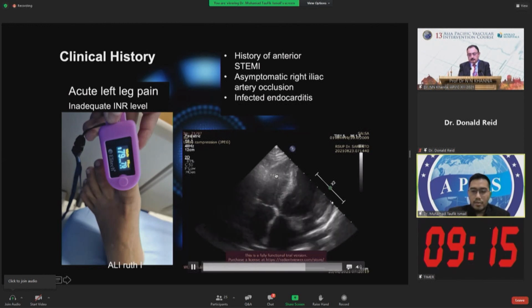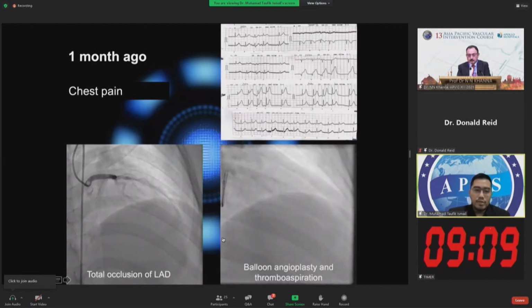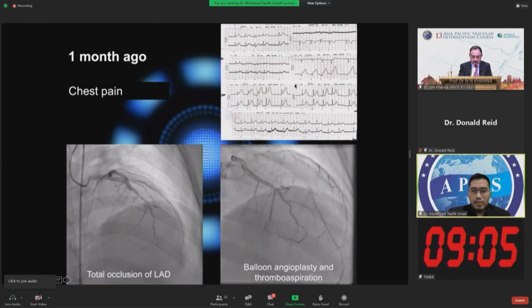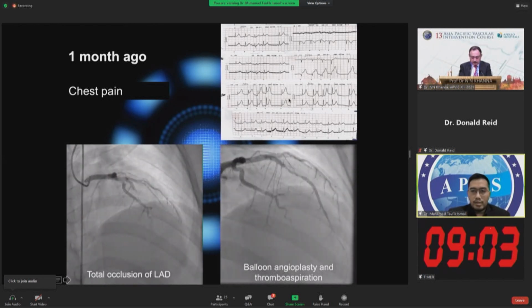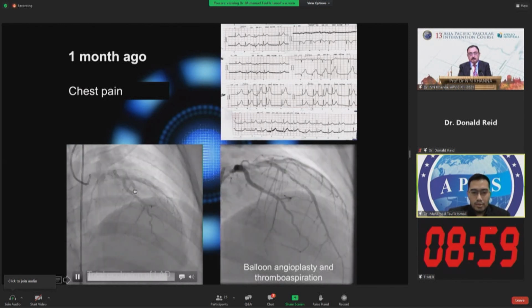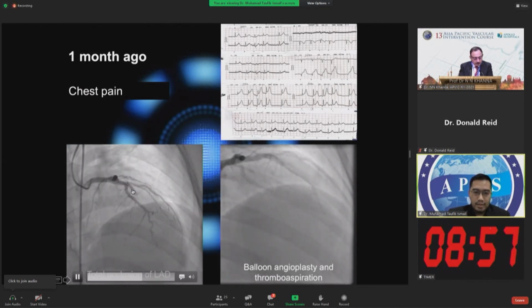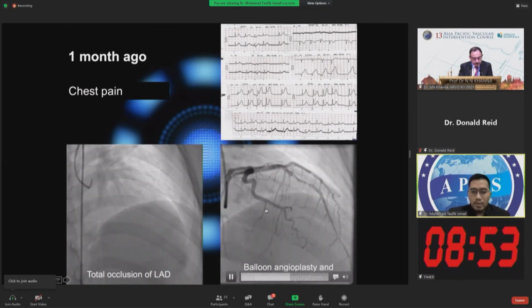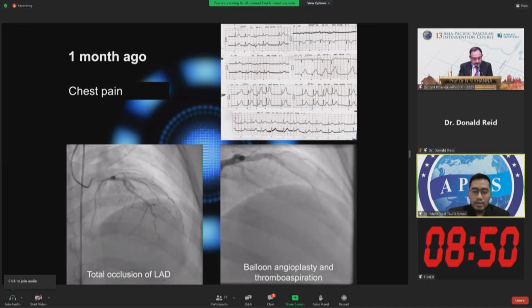We can see from the echocardiography a vegetation on the mitral valve. The patient was diagnosed with infective endocarditis. One month ago, this was the ECG of this patient. We can see ST elevation in the anterior leads, and here there was total occlusion of the left anterior descending artery, and then we performed balloon angioplasty and thrombus aspiration.